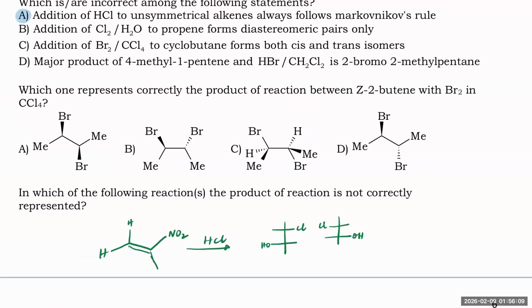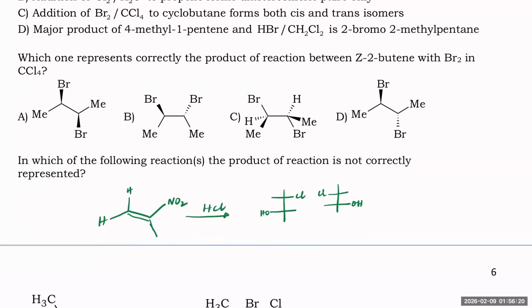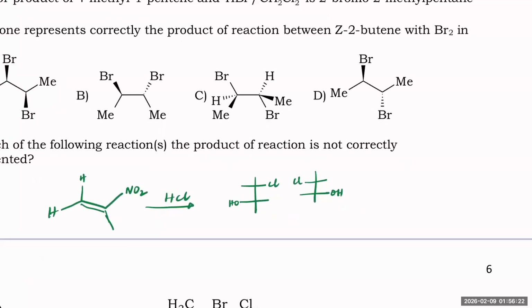Next, addition of Br2 with CCl4 to cyclobutane forms both cis and trans isomers. Okay, cyclobutane. See, if you have cyclobutane here like this, you will have Br here and another Br like this. Or you can have one Br here and one Br here like this.